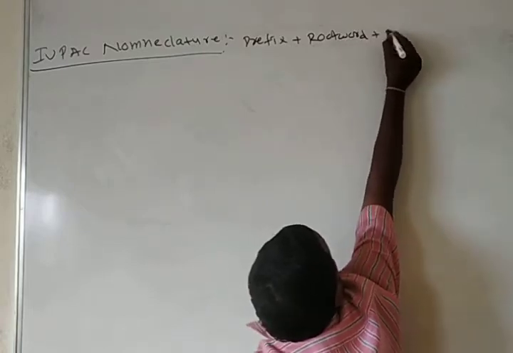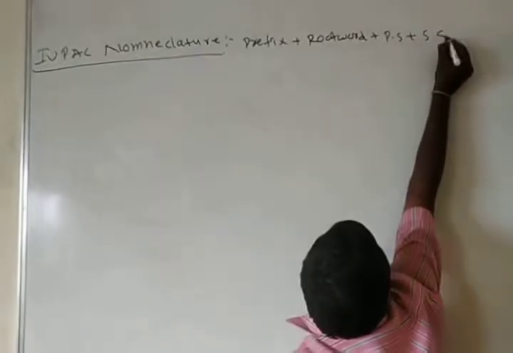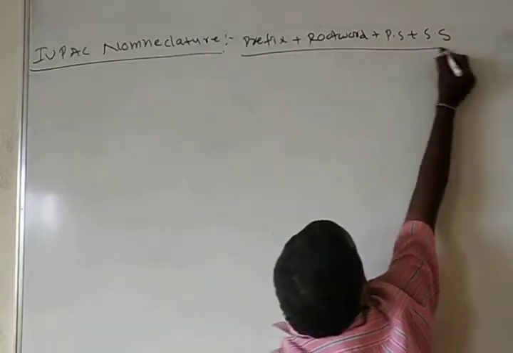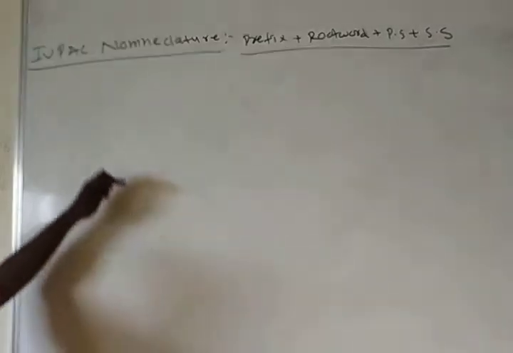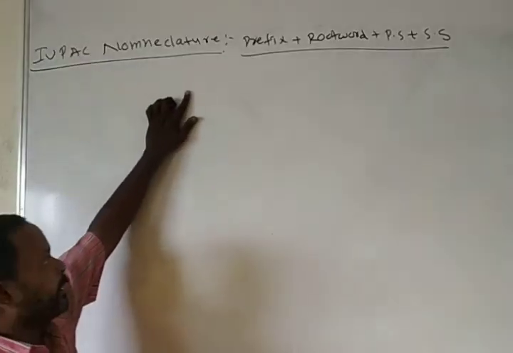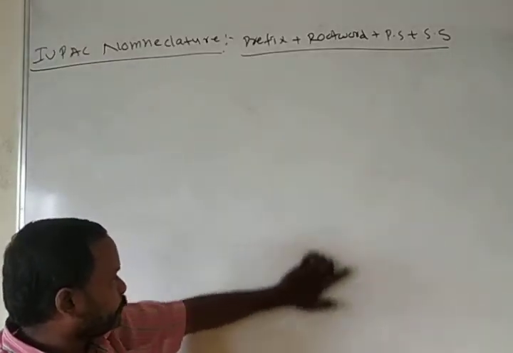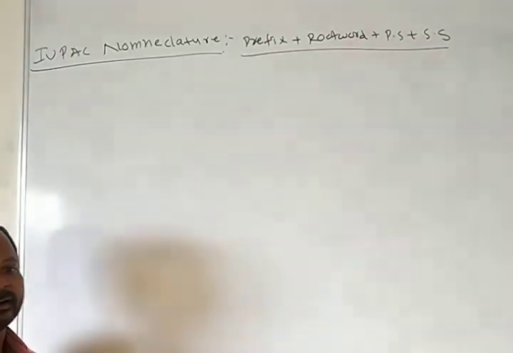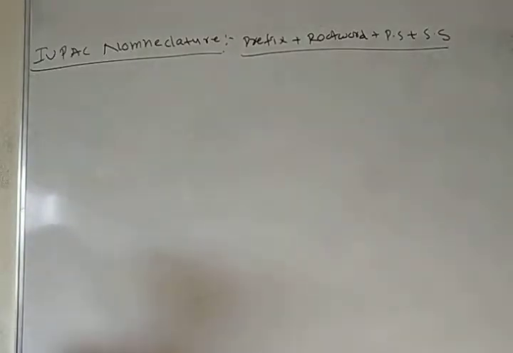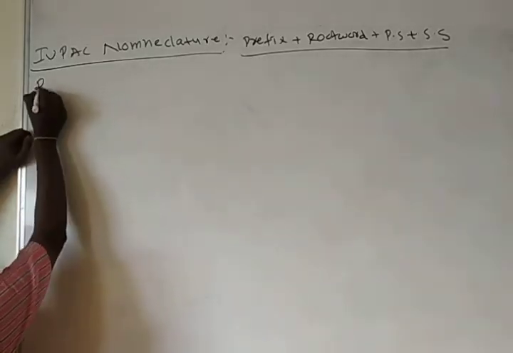Root word, primary suffix and secondary suffix. This is the principle for writing the name of an organic molecule. Here we'll see the rules for how we write the name of an organic molecule using those words: prefix, root word, primary suffix and secondary suffix. Okay, first rule.